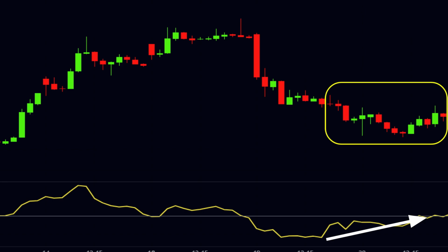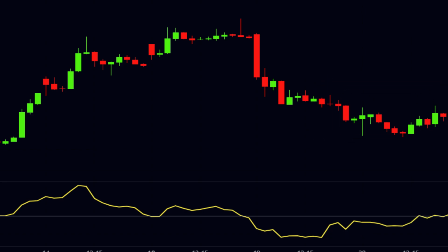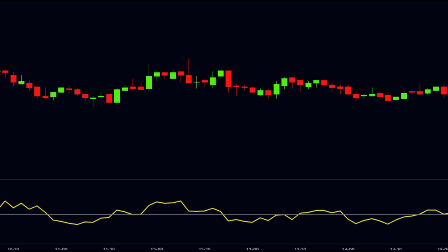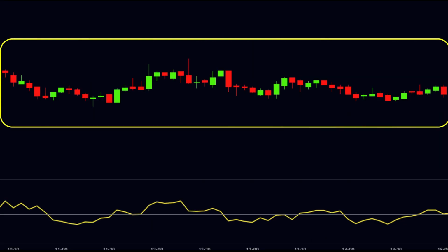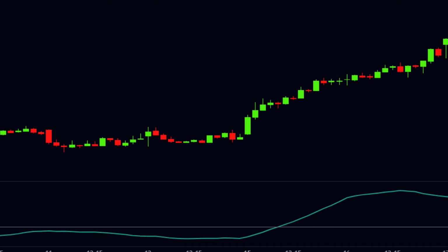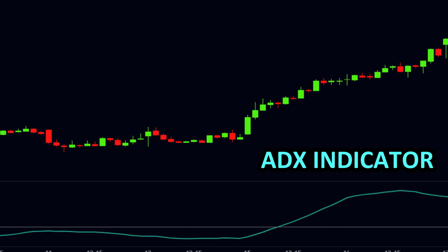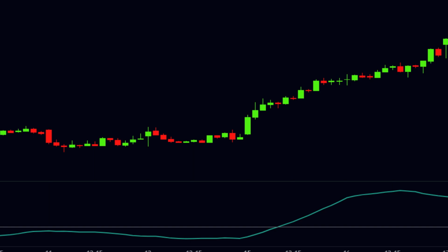ROC indicator gives very fine signals during a high trending market. But it gives many false signals during a sideways market. So, as the solution for the sideways trend, here we will use the ADX indicator. ADX indicator shows the strength of the trend.